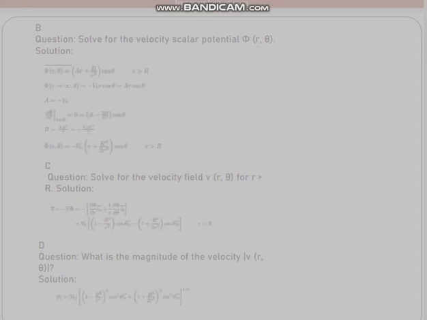B question: solve for the velocity scalar potential phi(r, theta). Solution: C question: solve for the velocity field v(r, theta) for r greater than R. Solution. D question: what is the magnitude of the velocity v(r, theta)? Solution.